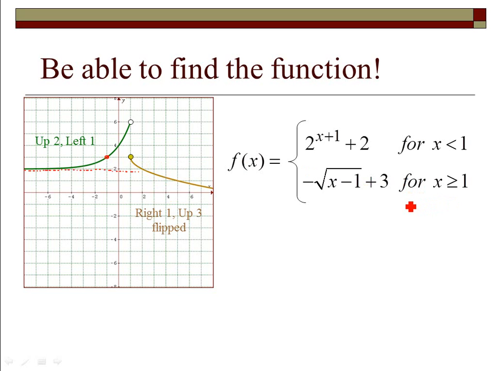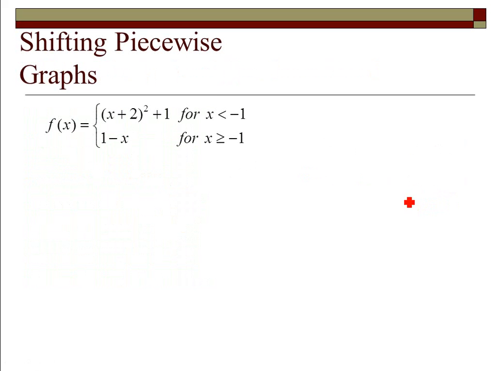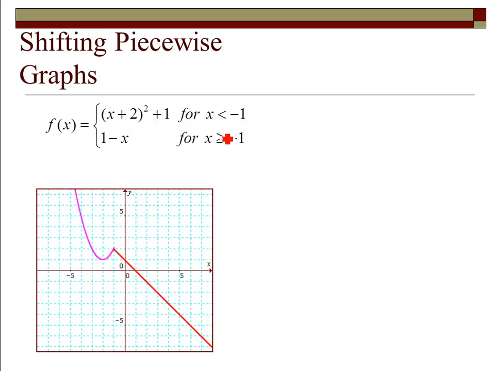Okay, another component you may have to do is see about shifting one of these. And we just use the same kinds of rules. So let's say we have this equation. So I've got a parabola. It's shifted to the left 2, up 1. It's going to be true when x is less than negative 1. And then we also have a line. So this is what the graph looks like.